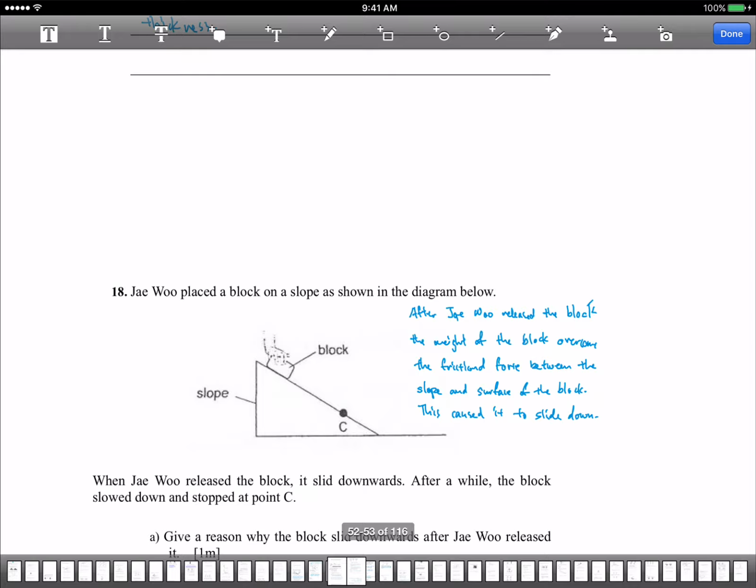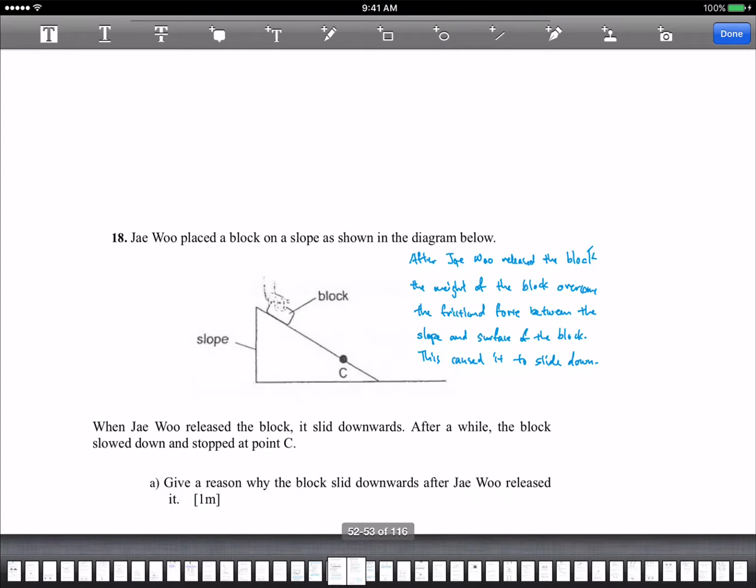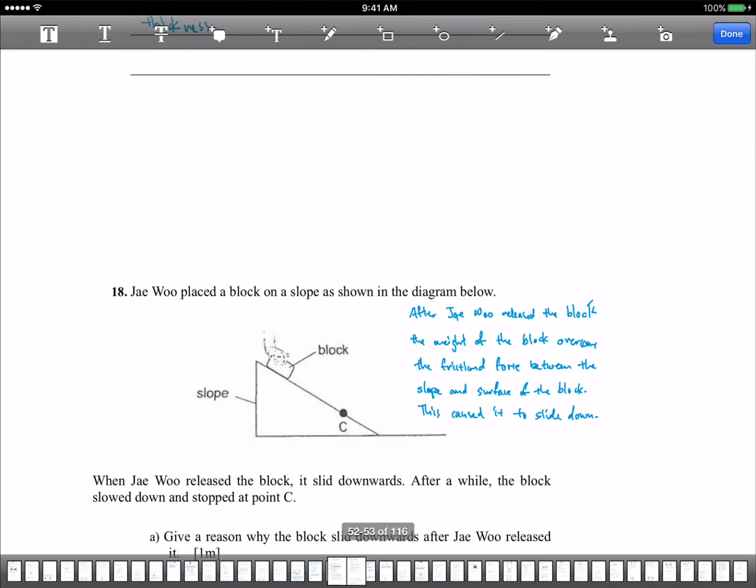Come. Go here. Okay, now let's look at the question. 18. Why did the block slide downwards after J.U. released it? The friction was higher when the block reached. Why did it slide down? Gravitational force, I think. Gravitational force. Very good. Okay. Yeah, the answer is actually here.